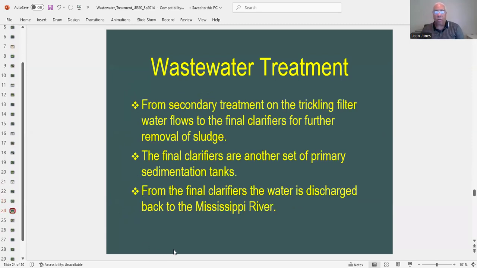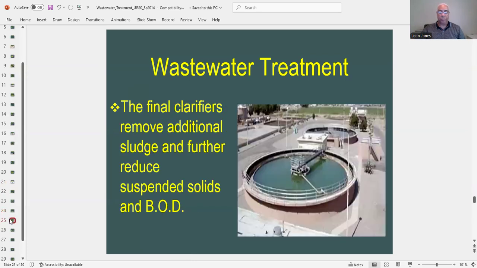From secondary treatment on the trickling filter, water flows to the final clarifiers for further removal of sludge. The final clarifiers are another set of primary sedimentation tanks. From the final clarifiers, the water is discharged back into the Mississippi River, or it could be another body of water. Here, it would be the White River or the Wabash River. Now, the final clarifiers remove additional sludge and further reduce suspended solids and BOD.